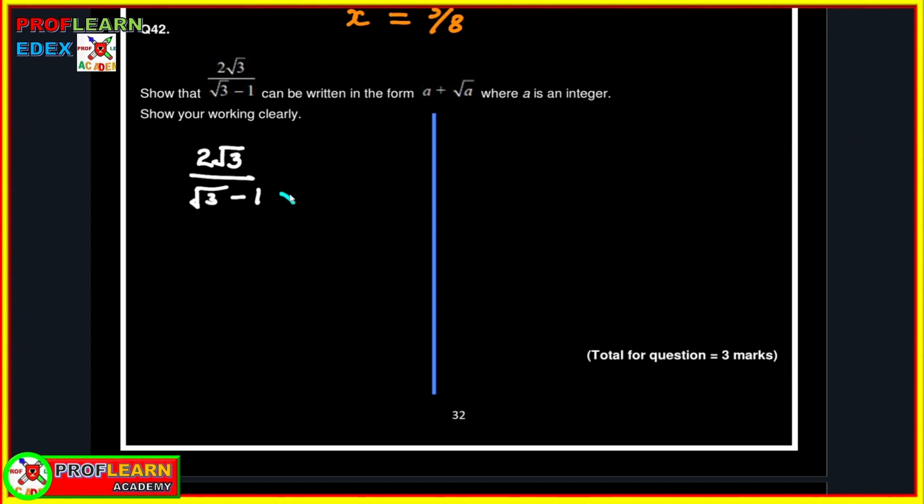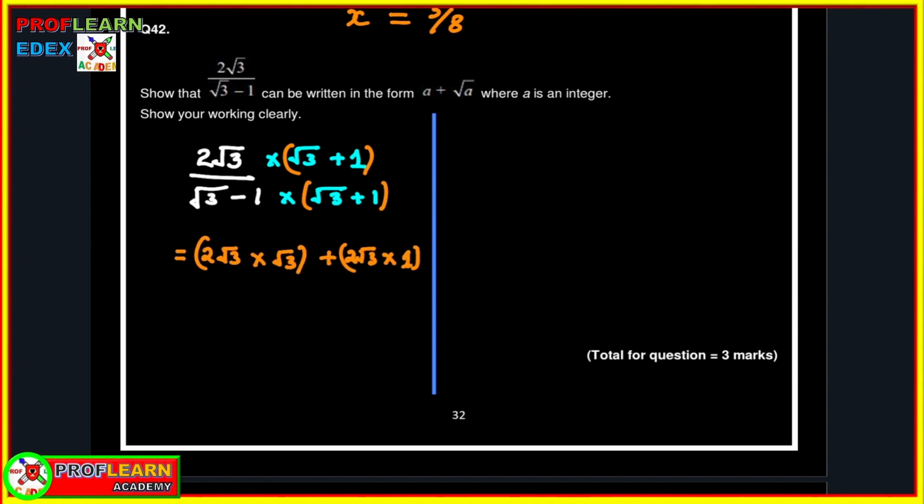We are going to multiply by the conjugate. The conjugate is going to be root 3 plus 1. That's multiplied to the numerator and denominator like that. So we are going to distribute this number multiplied to every term that is in the bracket. And also this one we're going to have it like that. And then we open the bracket.